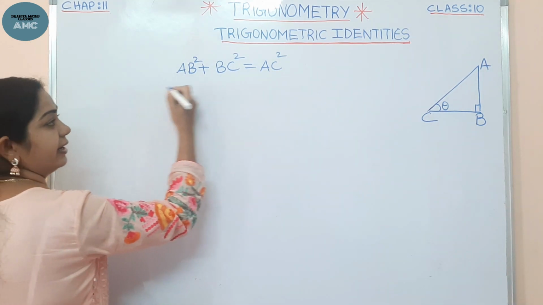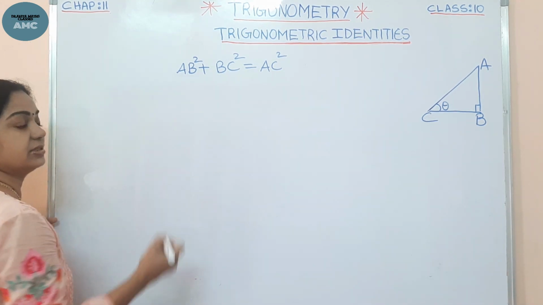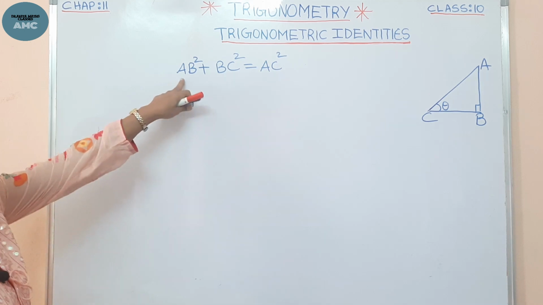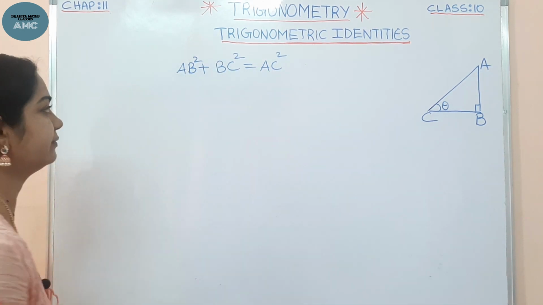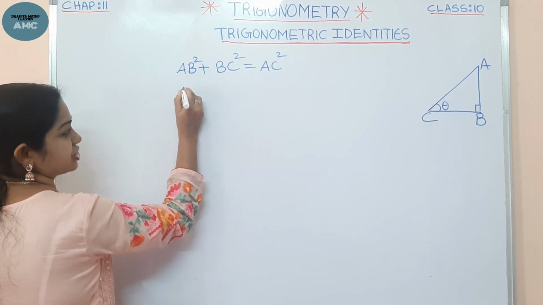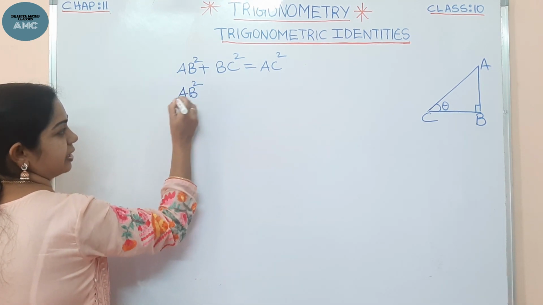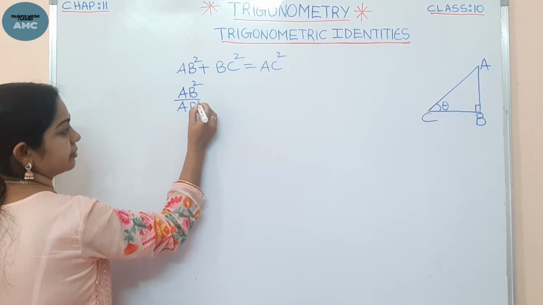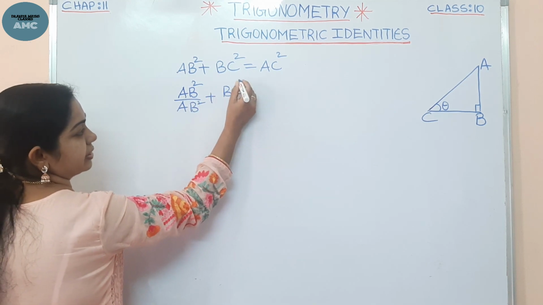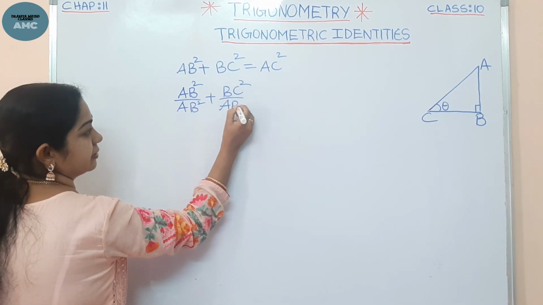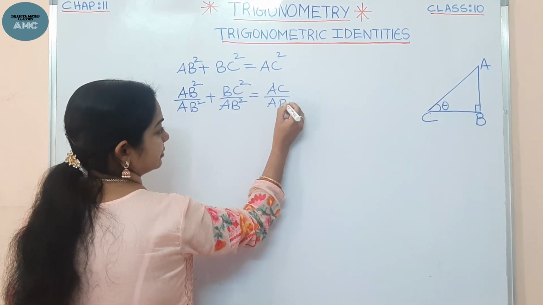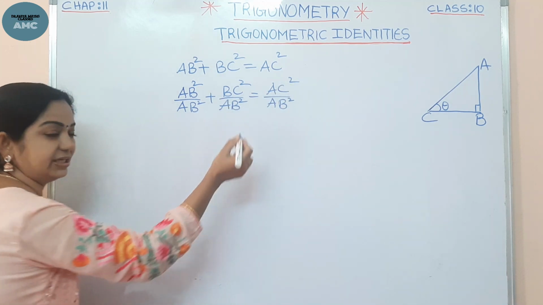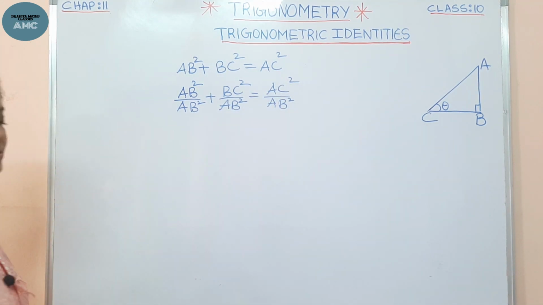Now, dividing each term with AB square. Let me divide. The previous one we had divided by AC square. Now, let me divide it with AB square each term. So, AB square divided by AB square plus BC square divided by AB square. Again, AC square divided by AB square. Okay. So, each term I am dividing by AB square.